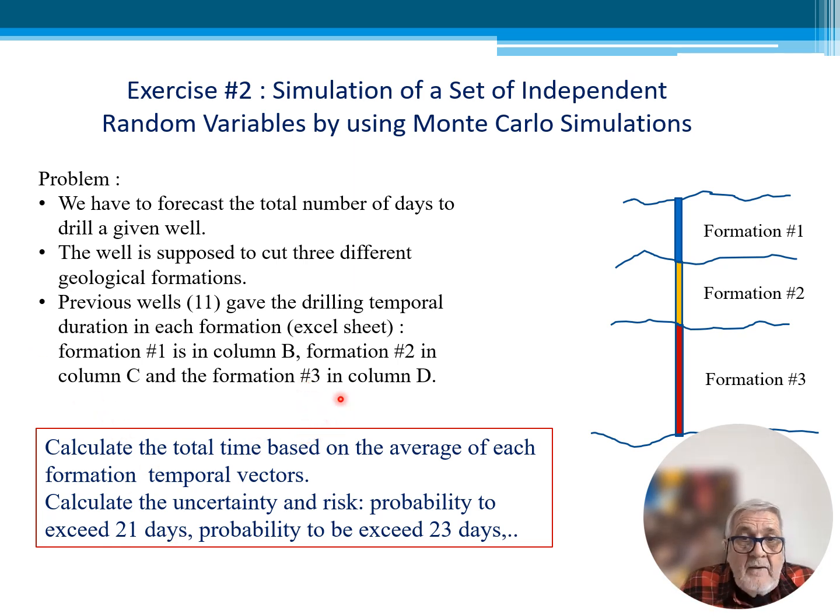Now, what we want is to calculate. I want you to calculate the total time based on the average of each formation temporal vector. Then calculate the uncertainty and risk, the probability to exceed 21 days, probability to exceed 23 days, and so on, in this operation of drilling a well. This will be given in practical classes.